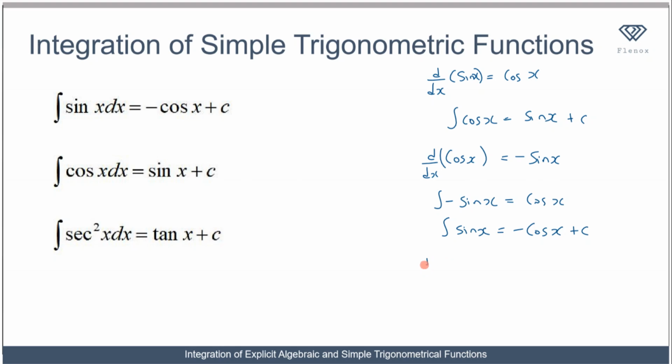And finally, I told you that when you differentiate tan x, you get sec squared x. So in the same approach, when you integrate sec squared x with respect to x, since it's the reverse, you expect to get tan x plus my constant of integration, and that is what we have over here. So let's see some examples.